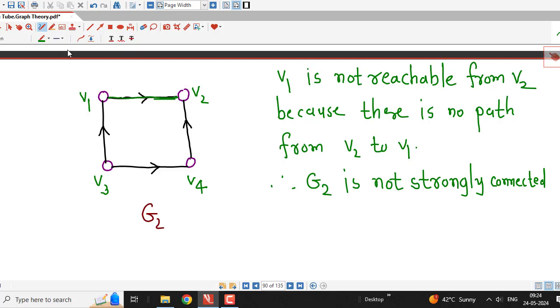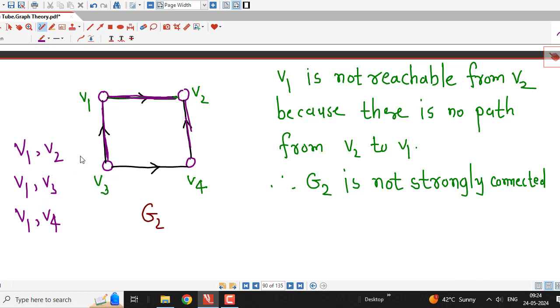So now we check for unilaterally connected. For unilaterally connected, we require that at least one node is reachable from the other. So here V2 is reachable from V1. Then we check for V1 and V3. There is a path from V3 to V1, that is, V1 is reachable from V3. Then we check for V1 and V4. So here we do not get a path from V1 to V4. So we check for V4 to V1.